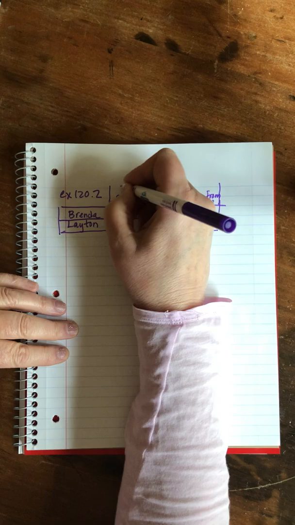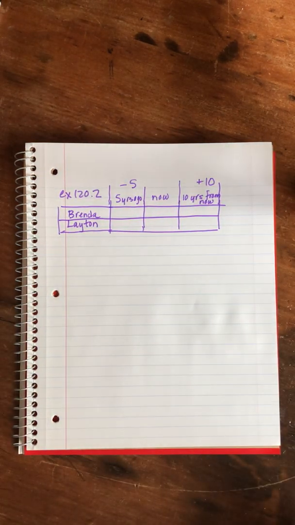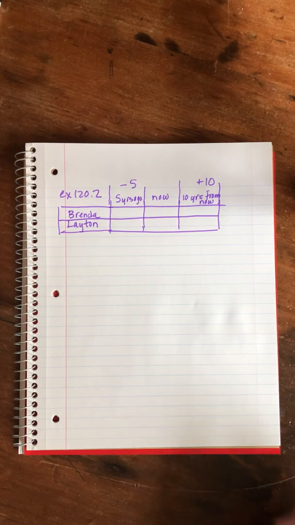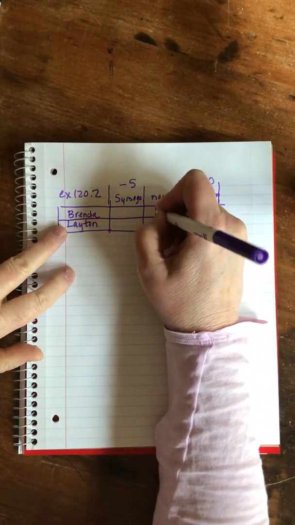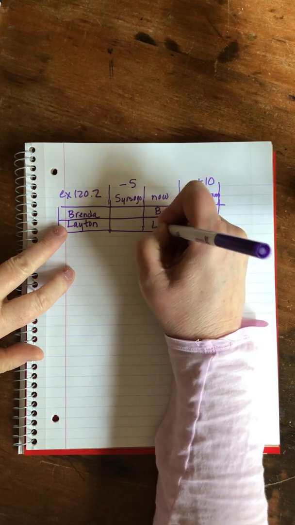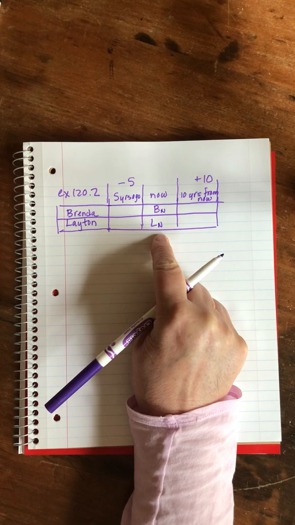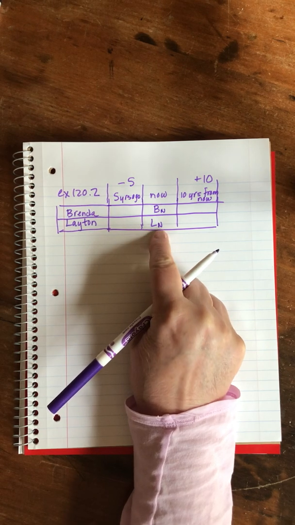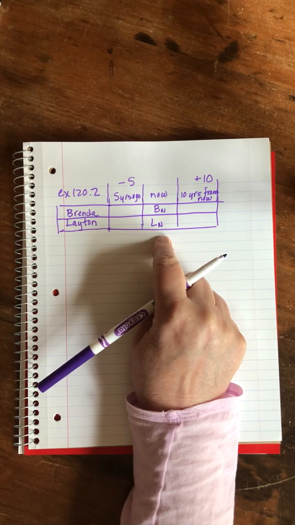If you want, you can write -5 and plus 10, something like that, to help you keep these titles short. But we know that now we're going to have Brenda now and Leighton now. This is what we're solving for. These are not going to be in the equation because we don't have any information about how old they are now. This is what we're trying to find.